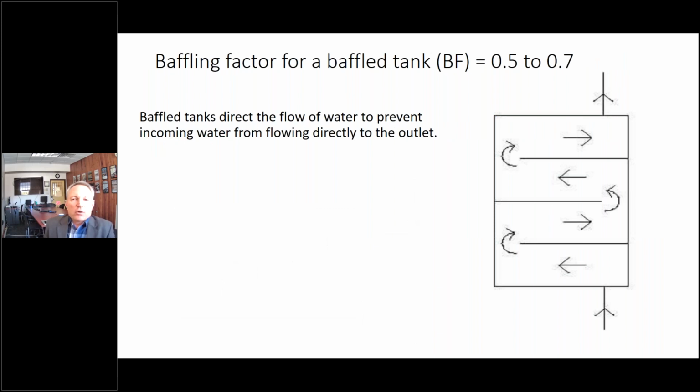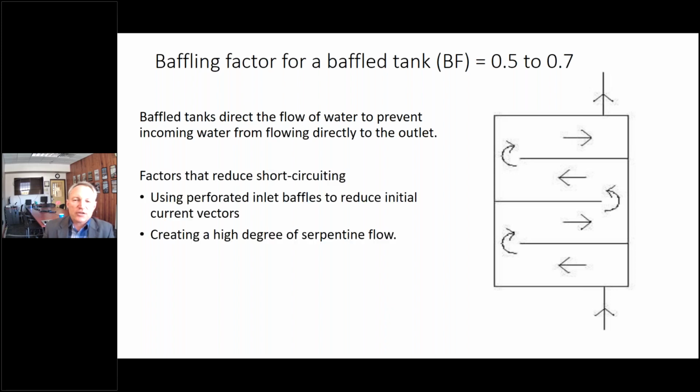Here's a little bit better situation where we have baffles in the tank that direct the flow. It creates a serpentine action and reduces the initial velocity vectors of the incoming water, so it has less of an opportunity to go straight from the inlet to the outlet. So generally, these will be given a credit of 0.5 to 0.7. And of course, you would work with your primacy agency to determine this.